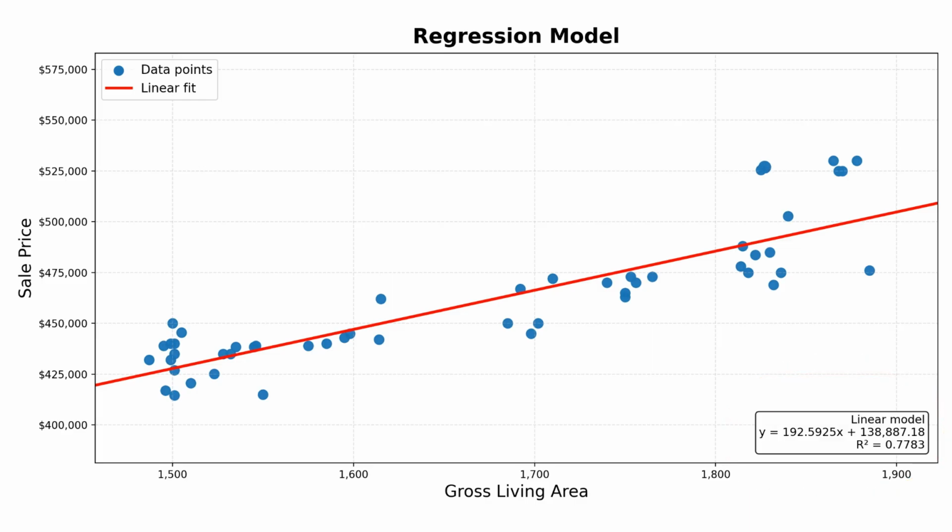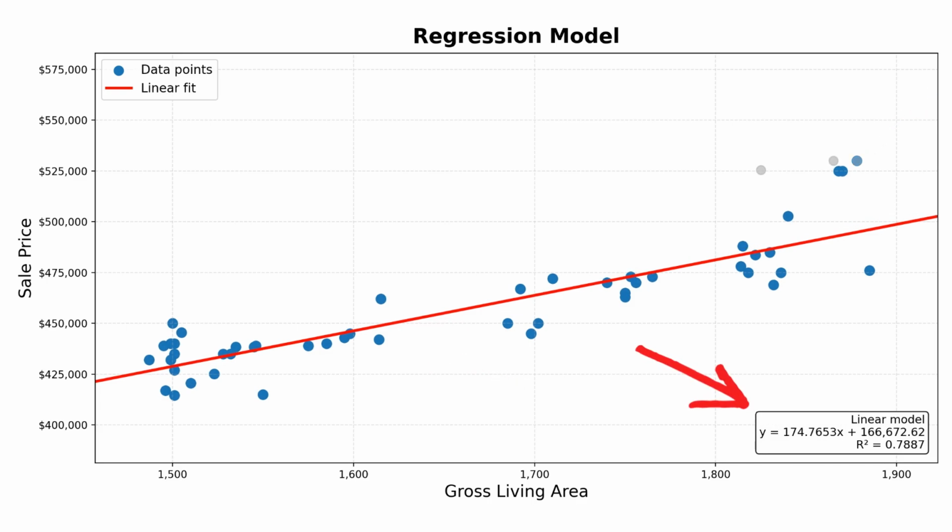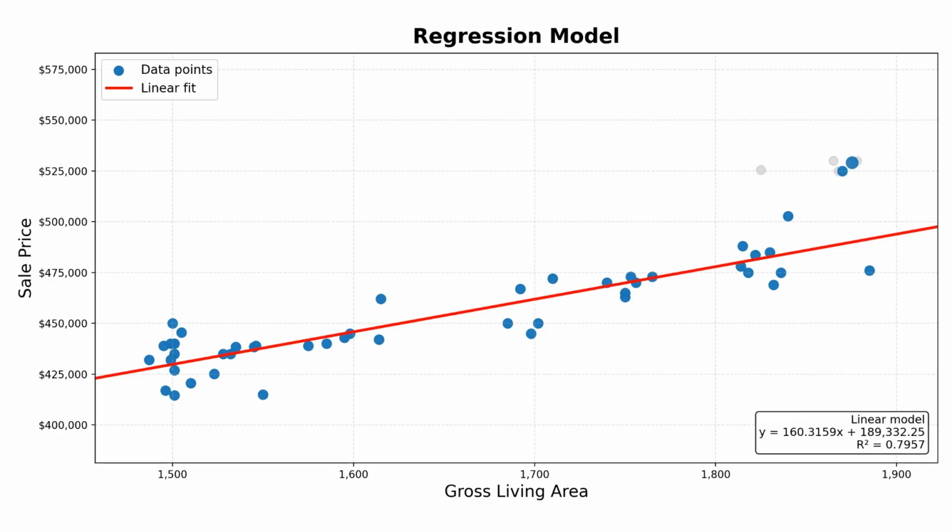Now, watch what happens as we remove the most influential outliers one at a time. Each time a point leaves the model, the trend line responds, the slope adjusts, the equation updates, and the R squared changes with it. This is important because regression isn't static. It reacts to the data you allow into the model.